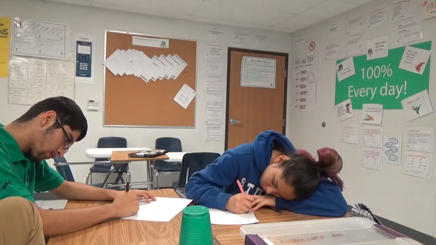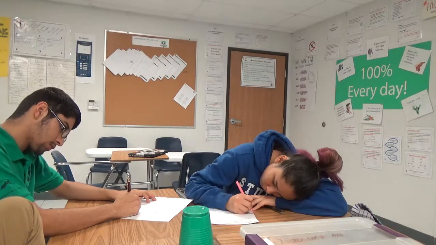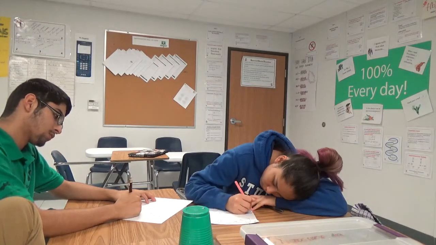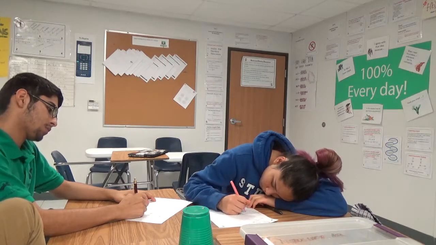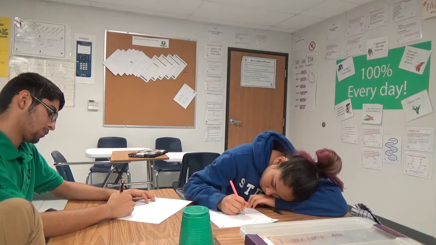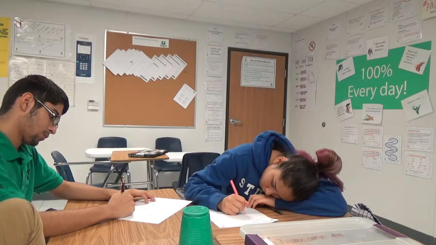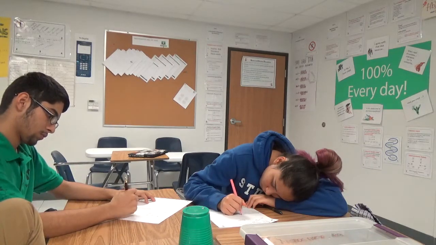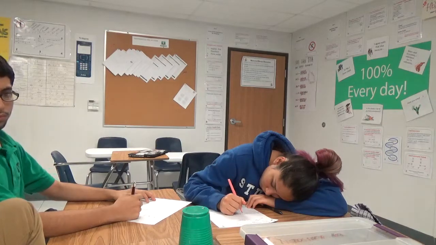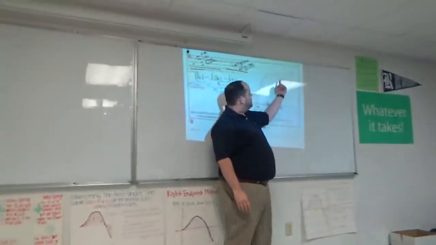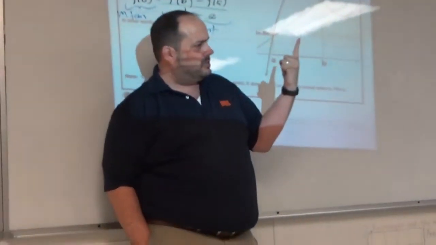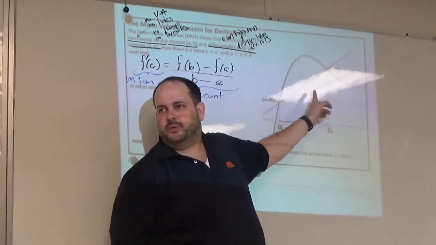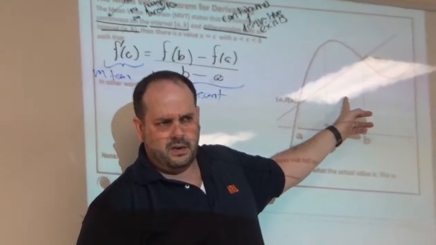Condition number two. Hello, Daisy. It has to be continuous on the closed interval. We're going to say the function has to be continuous on the closed interval. So, continuous on the closed interval, differentiable on the open interval. Then there's a promise. The promise is when I find the slope of the secant line connecting those 2 points, there will be exactly one place where the tangent line has the same slope as the secant line?